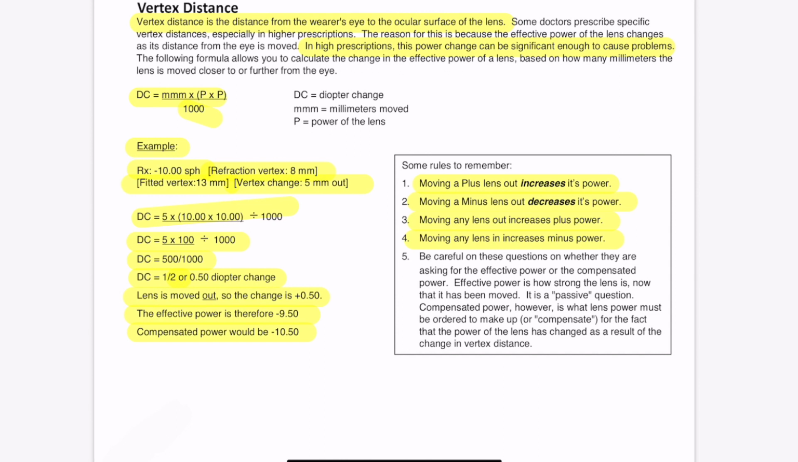plus 50. Now, one thing that you're going to want to be careful of is the questions that you may come across on the exam on whether they're asking for the effective power or the compensated power. The effective power is how strong the lens is now that it's been moved, and it's more of a passive question. Compensated power, on the other hand, is what the lens power must be ordered to make up or compensate for the fact that the power of the lens has changed as a result of the change in vertex distance. Let's dive a little bit deeper into this with some examples.